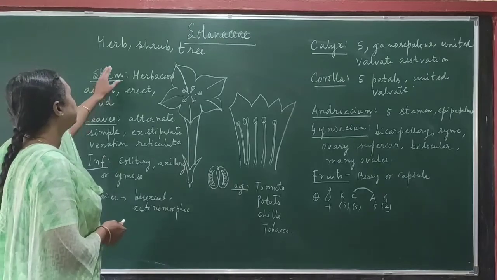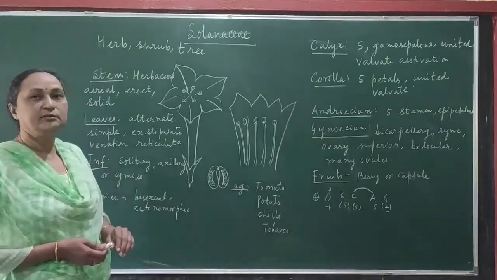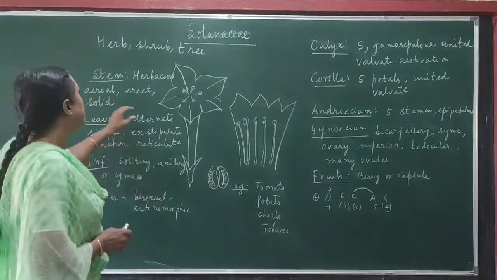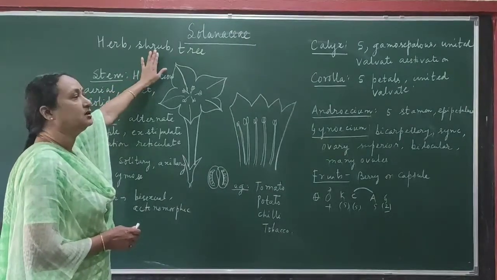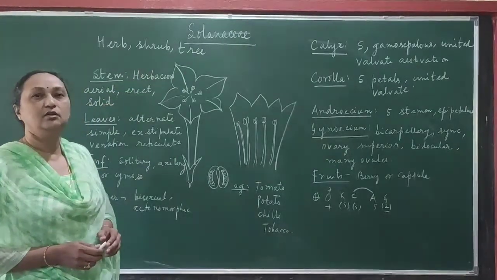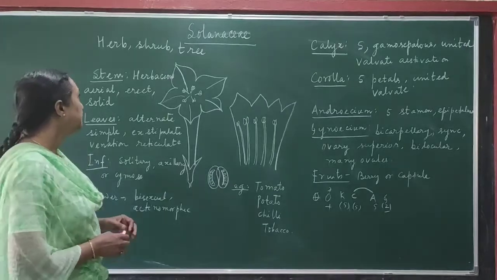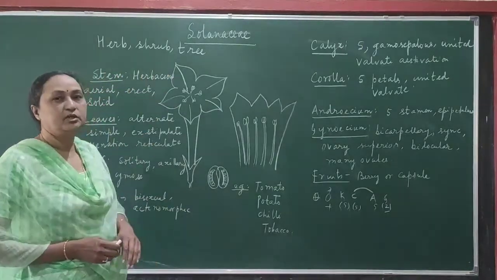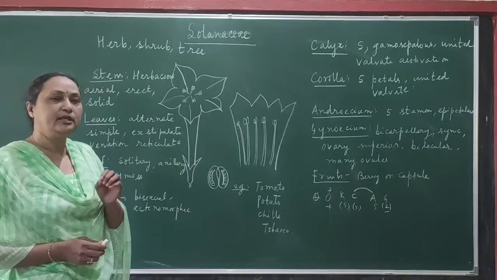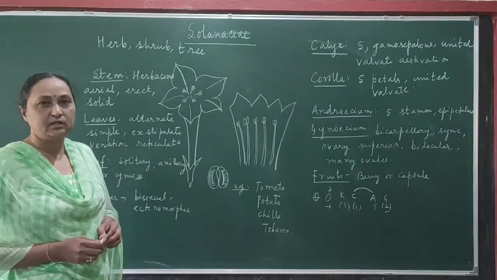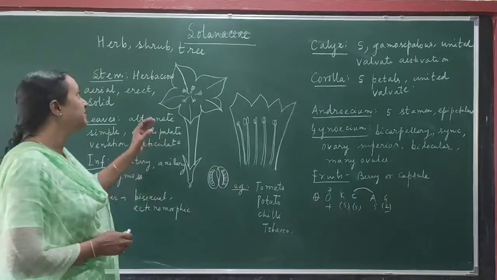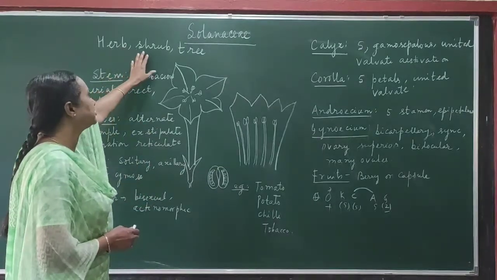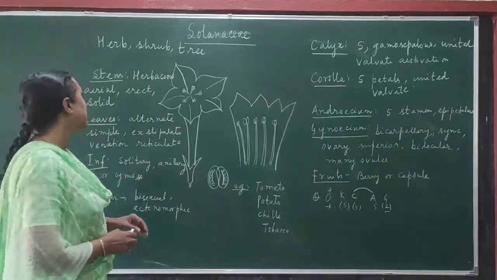Here the plant can be either a herb. Herb means a very small plant. Shrub means a medium height plant. And the tree, these are all long. The height is more. So either the plant can be herb, shrub or tree, because many plants belong to each family. So there is a possibility that it can be a herb, a shrub or a tree.